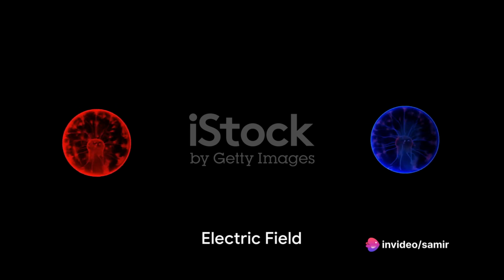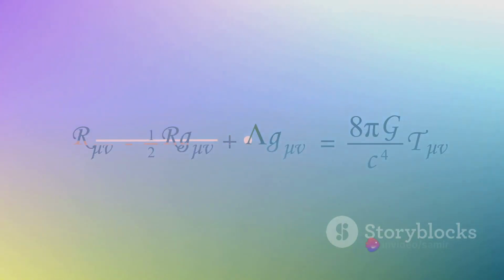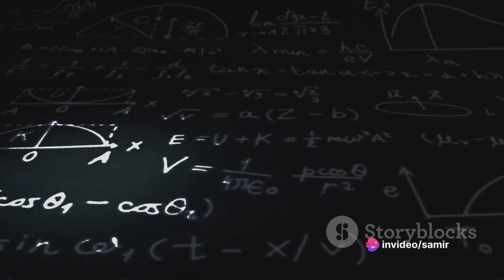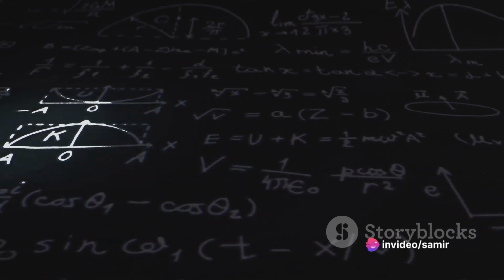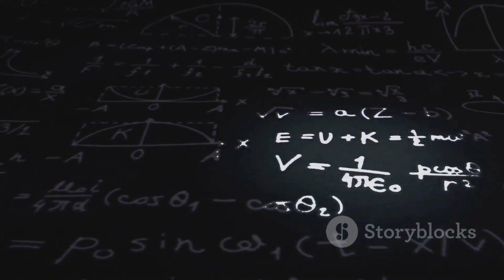Afterward, we shift our attention to the electric field. Imagine a region around a charged particle where another charged particle experiences a force. That's an electric field for you. The strength of this field is directly proportional to the charge that produces it and inversely proportional to the square of the distance from the charge.